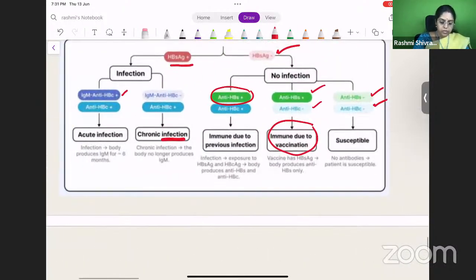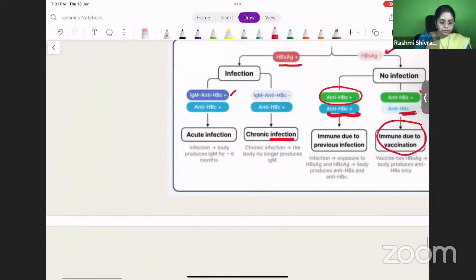So the difference between vaccination and previous infection will be the anti-HBC total. This will be positive if you have already developed the infection. I told you the immunoglobulin IgG will be elevated, so anti-HBC will be positive. But if you are only vaccinated and have not had a previous infection, anti-HBC will not be positive. So that is the difference between a previous infection and a vaccination. This is a very high yielding question that you must remember.